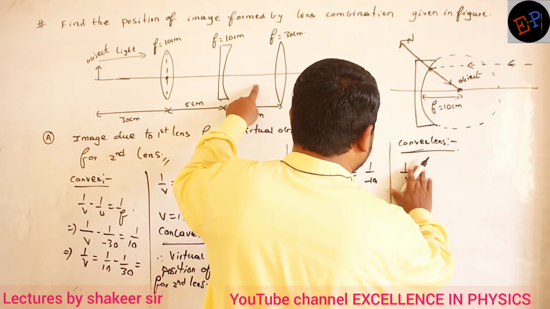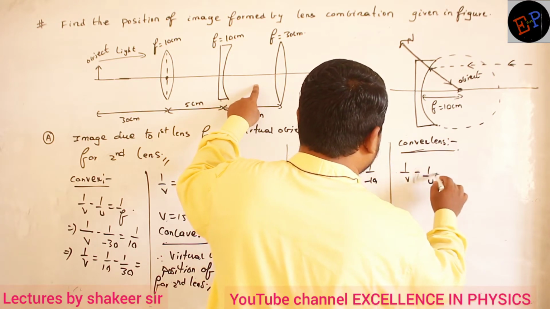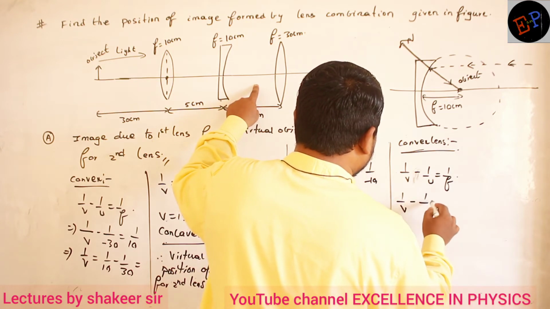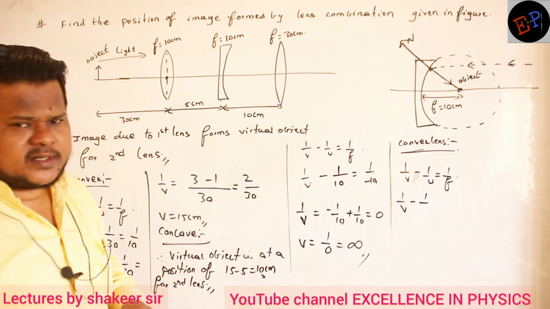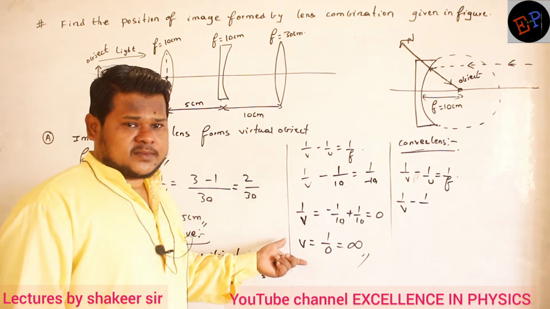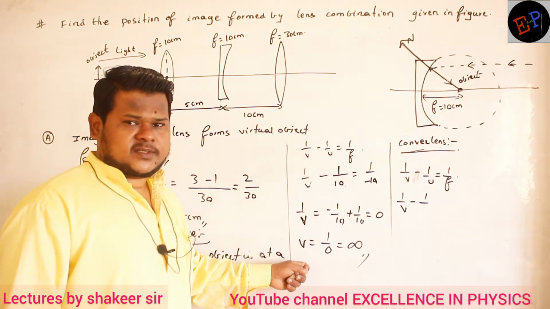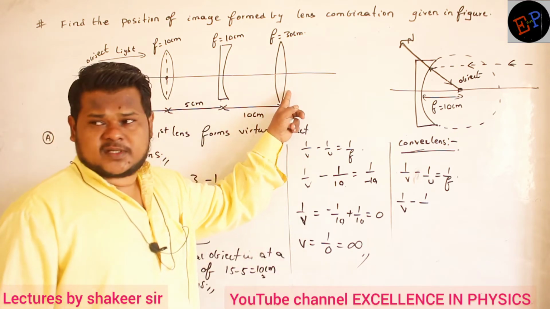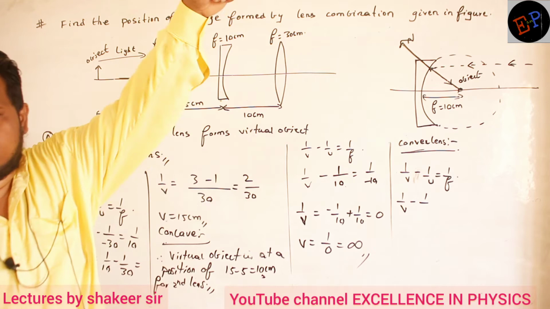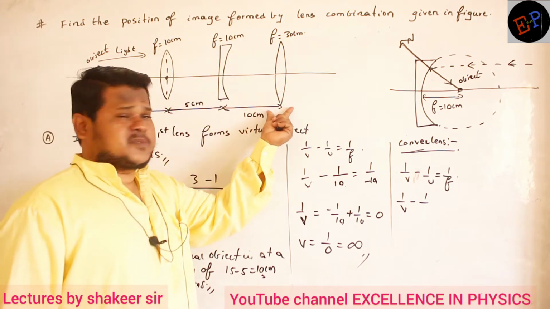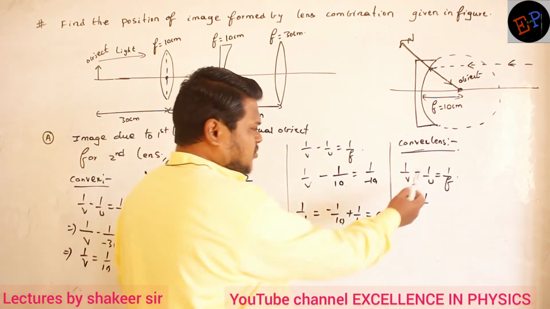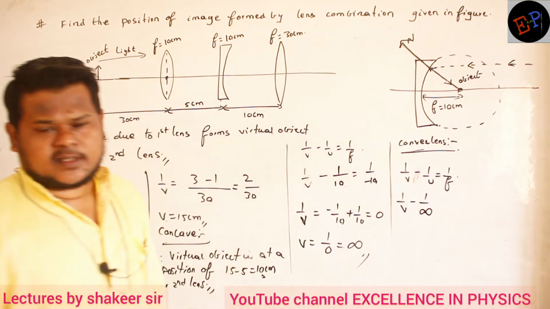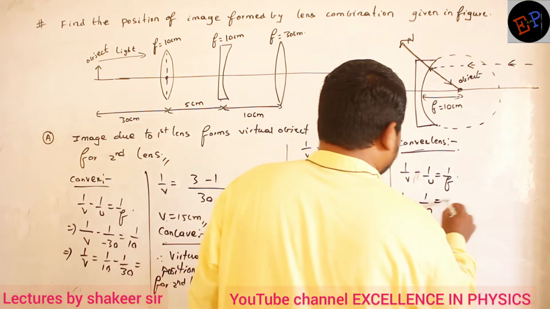1 by v minus 1 by u is equal to 1 by f. Clear? Where is the position of the object? At infinity. Who created this image? The second lens created the image, and this image is serving as virtual object for the third lens. So the image is created at infinity, no? That will serve as object for this one. So u means object distance. The virtual object is present at what distance? At infinity. Clear, no? So this is equal to 1 by f.